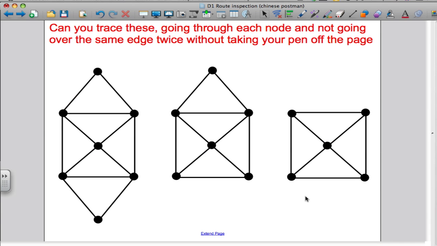Can you trace the following three different graphs, as we're going to call them now, so that you meet every node and you go over every edge once and only once without taking your pen off the page? So you may want to pause the video. I'll pause for 10 seconds. You pause, see if you can do that with the following three graphs. Off you go.